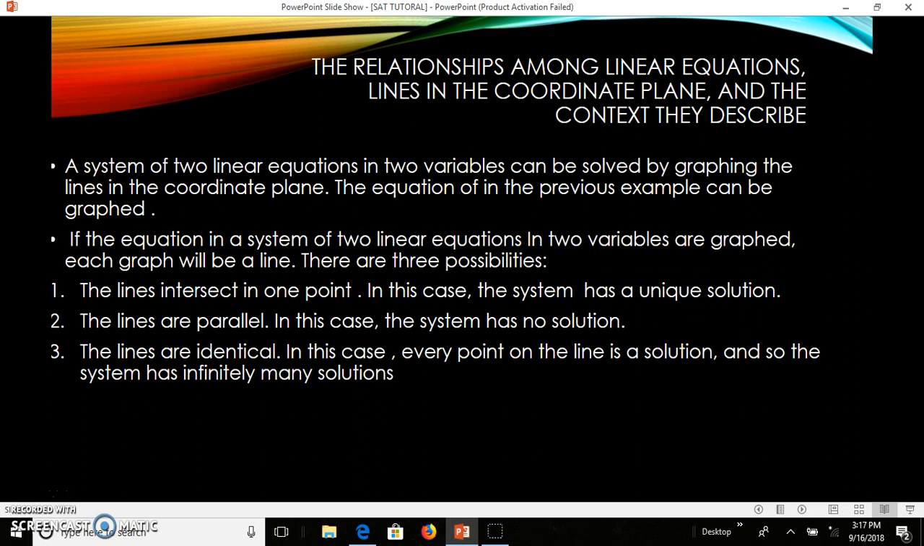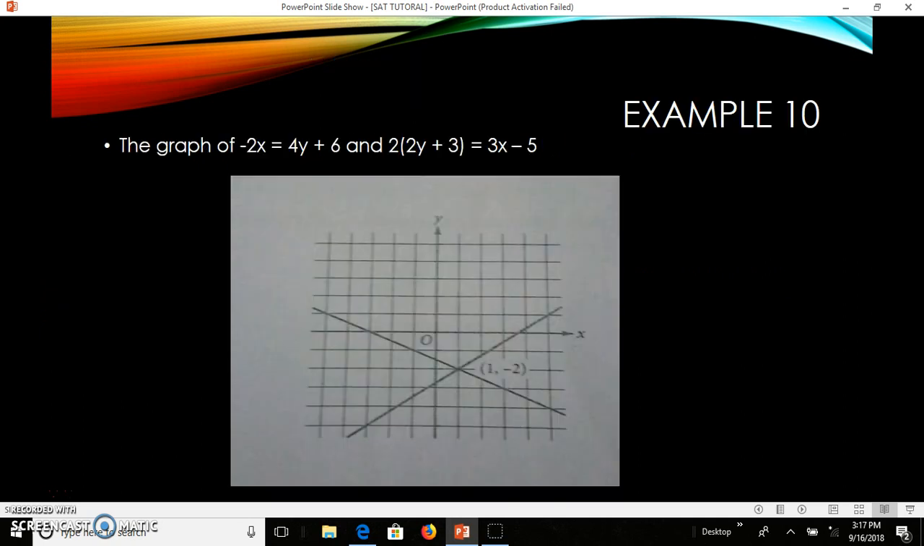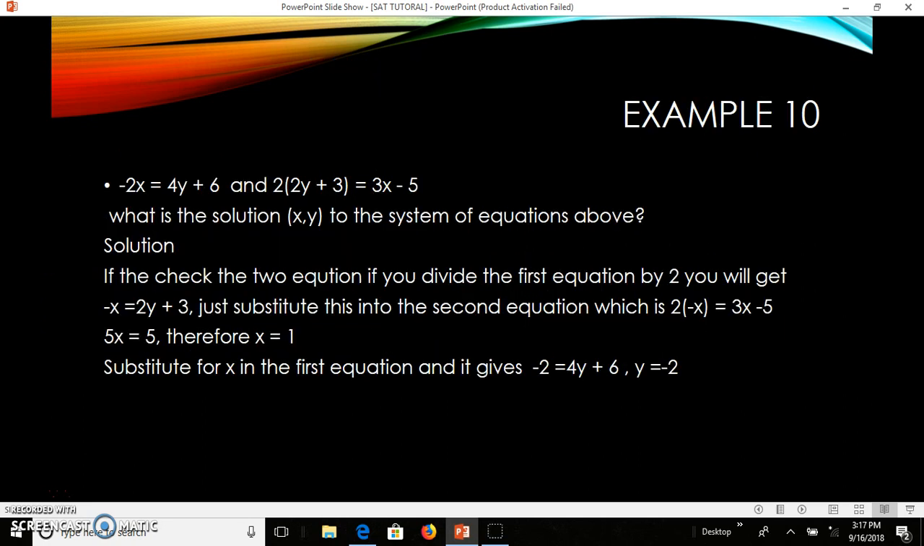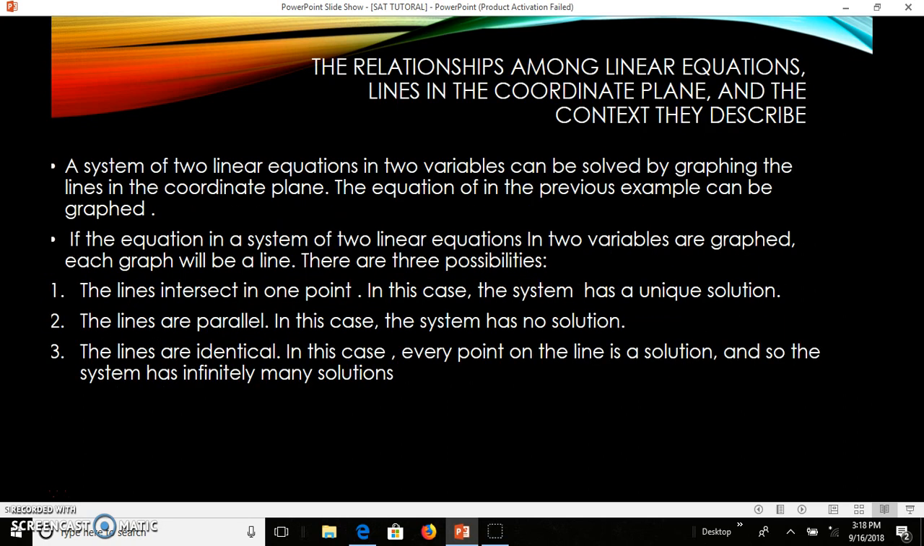Okay, this will be the next topic I'll be talking about. Generally, talk about two variables. I will talk about this in my next video: relationship among linear equation, lines in a coordinate plane, and the context they describe.